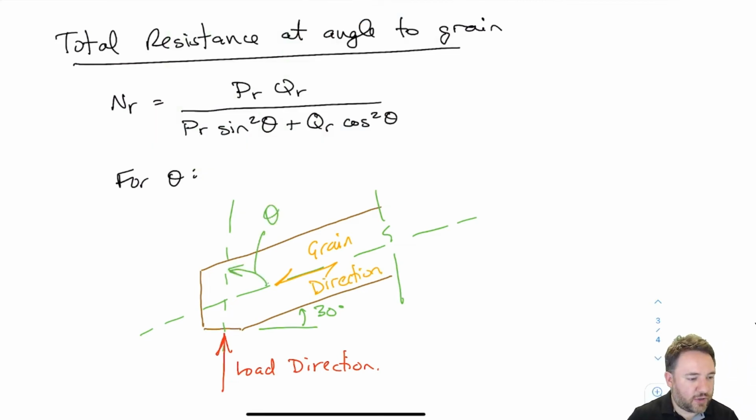Okay, so the angle theta is the small angle between the load direction and the grain direction. So here I've drawn the load direction. The load direction we know is vertical. The grain direction we know is aligned with the longitudinal axis of the member. So our angle here, theta, is not 30. It's 90 minus 30, which is 60. Okay, so don't get confused.